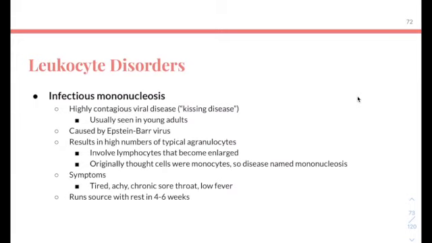So that virus results in high numbers of agranulocytes. It usually involves those lymphocytes, and they become enlarged. Lymphocytes aren't that big, but these become a lot larger. They originally thought the cells were monocytes, so the disease is named mononucleosis. That's where the name came from, but it's not actually monocytes; it involves lymphocytes. You get tired, achy, a chronic sore throat, a low fever, and it takes 4 to 6 weeks, a month to a month and a half, to feel better.